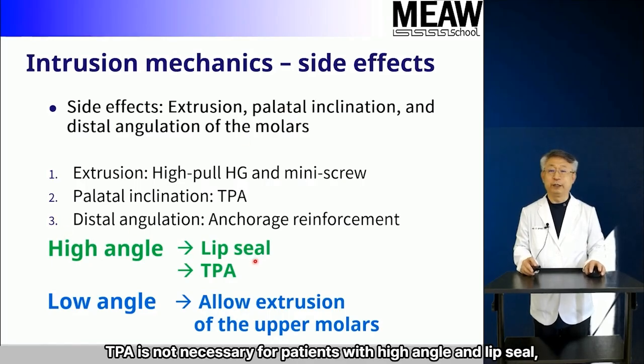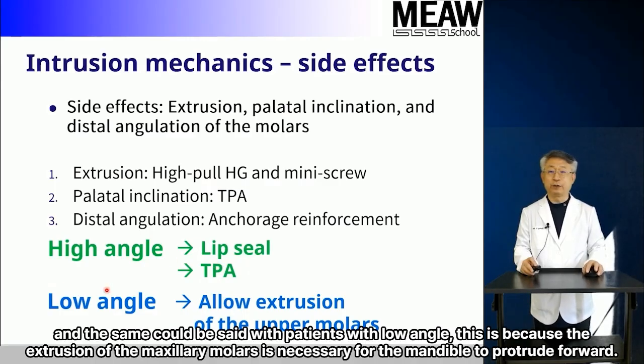TPA is not necessary for patients with high angle and lip seal. And the same could be said with patients with low angle. This is because the extrusion of the maxillary molars is necessary for the mandible to protrude forward.